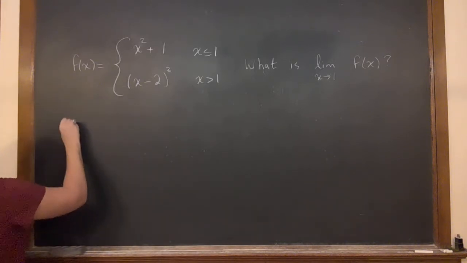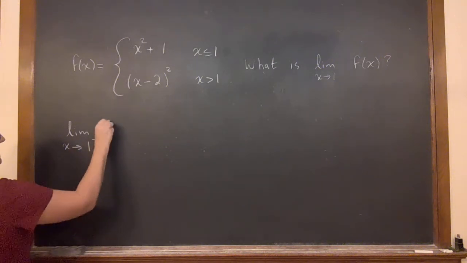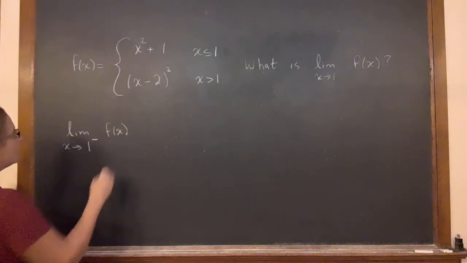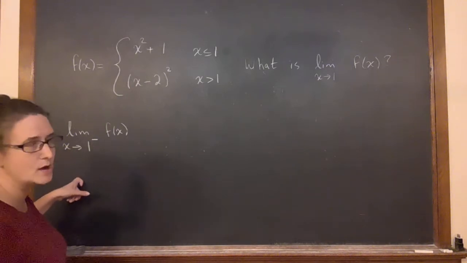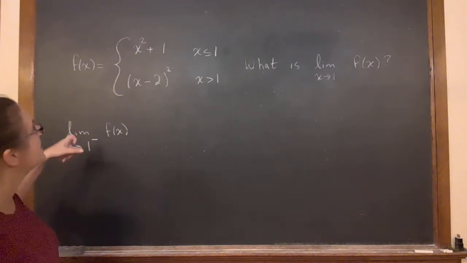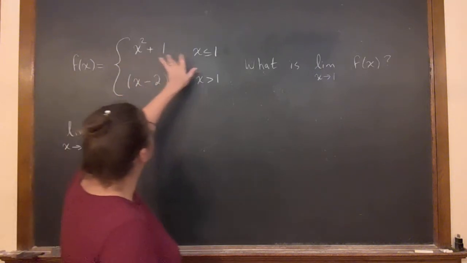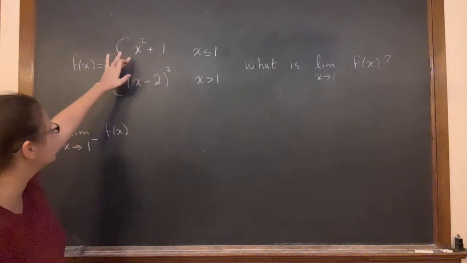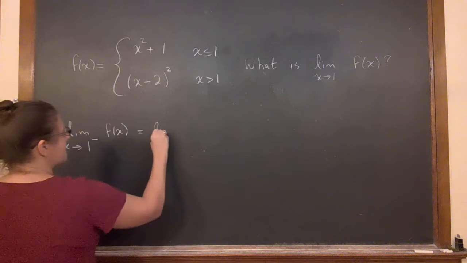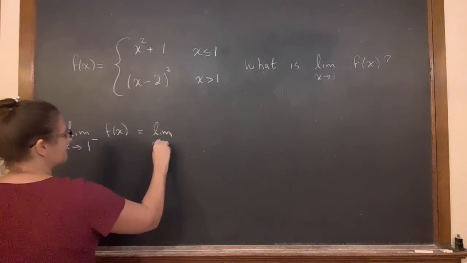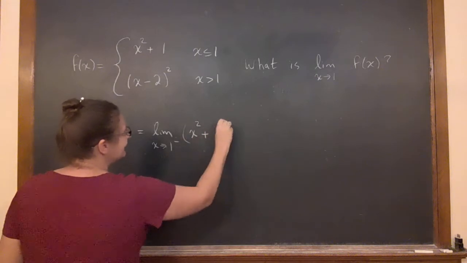I'm going to start with taking the limit of f of x from the left. So from the left means I'm looking at values less than 1. Values of x less than 1. And so if my values of x are less than 1, that's going to be here on the top part, right? So I'm going to put in this formula for f of x. Okay? And now this is easy.